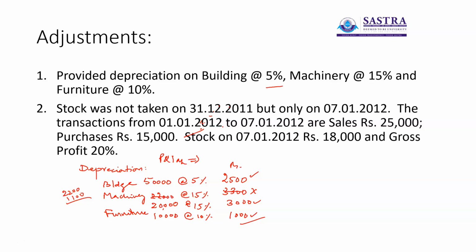So on building, it is 2,500 depreciation. On machinery, it is 3,000. And on furniture, it is 1,000. So we move on to next calculation.